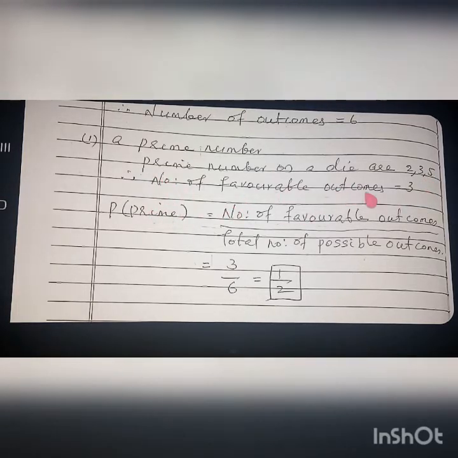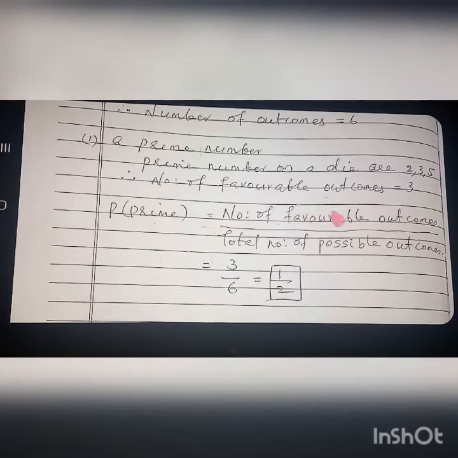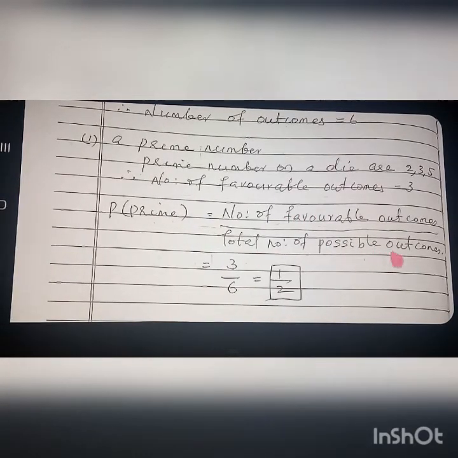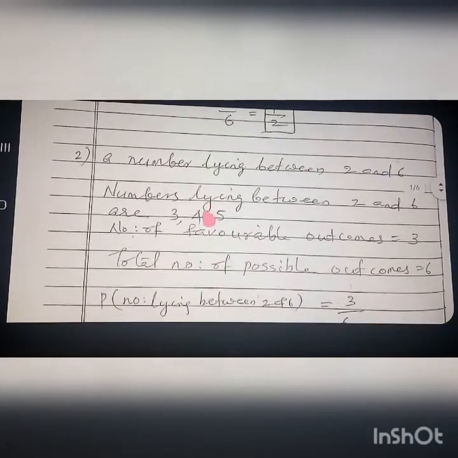Therefore, how many favorable outcomes are there? Your question is prime number, no? So, how many prime numbers are there? 3. Therefore, they are the favorable outcomes. Number of favorable outcomes is equal to 3. Now we are writing the first formula. Probability of getting a prime number is equal to number of favorable outcomes divided by total number of possible outcomes of the experiment. Clear? So, how many favorable outcomes? 3. Total number of possible outcomes is 6. Therefore, 3 by 6, 1 by 2. Clear?